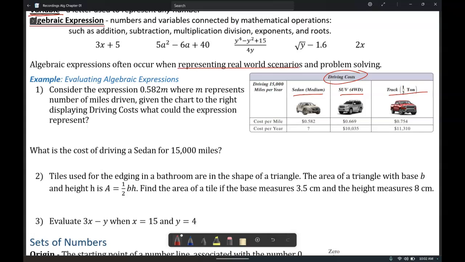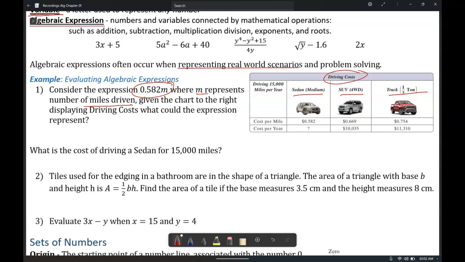So what we want to do is consider the expression 0.582m, where m represents the number of miles driven. And that's very important. We need to understand what our variable is representing. So given the chart to the right displaying the driving cost, what could the expression represent? So we have to think about it.